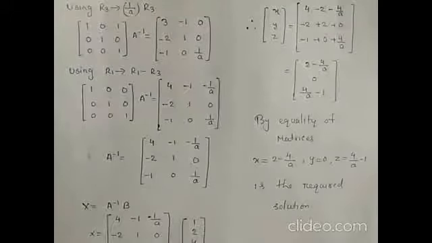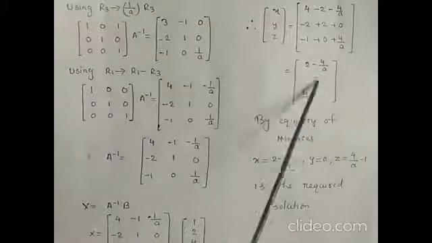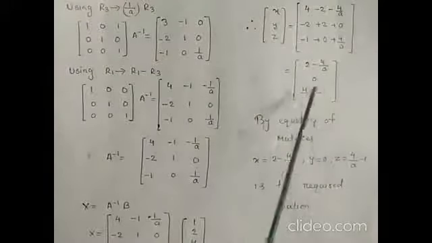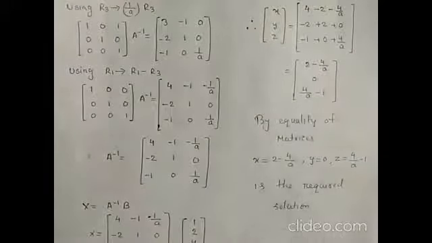Now children, by equality of matrices, you can write X equals 2 minus 4A, Y equals 0, and Z equals 4 upon A minus 1. And this is the required solution. Okay, I have solved two problems of similar type.